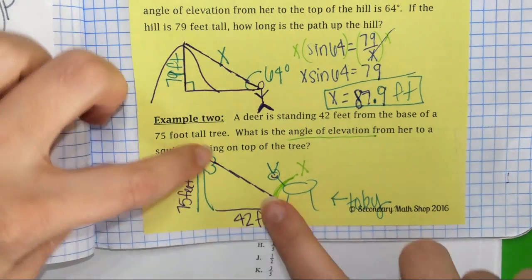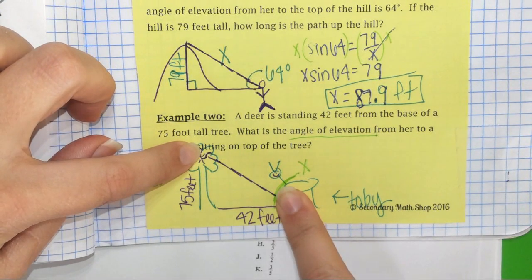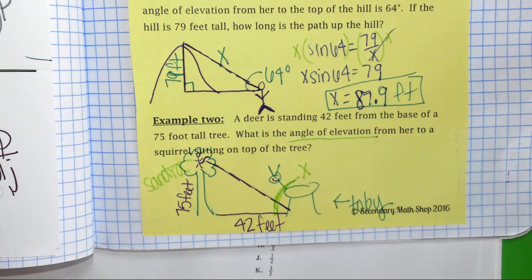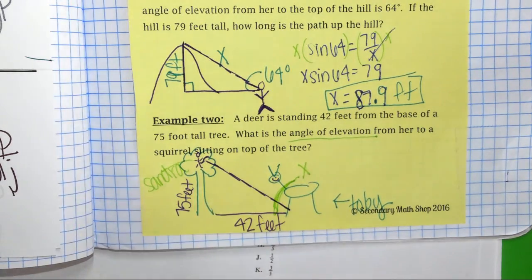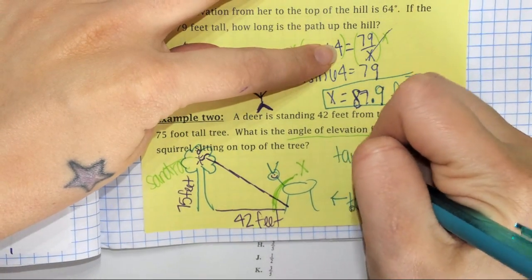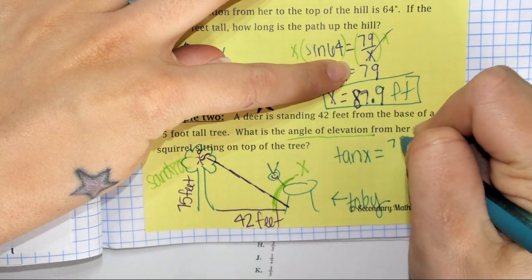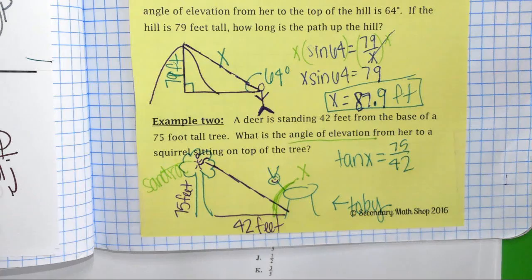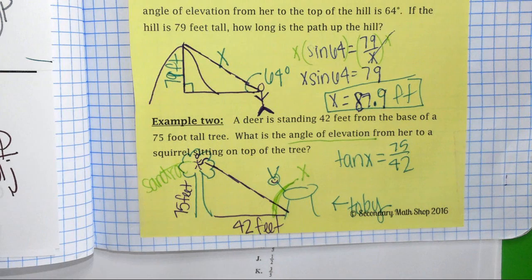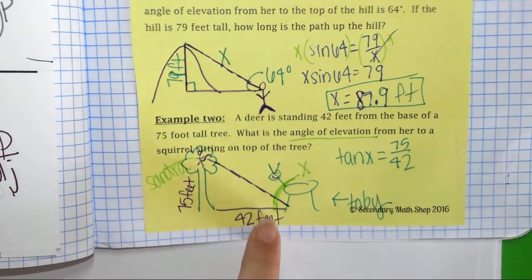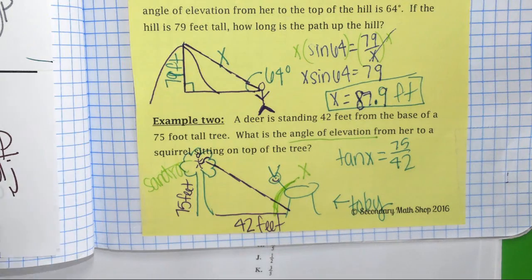But if I wanted to know how far away they were here, what could I use? Pythagorean. Yes. Tangent. So can you tell me how I would set up my problem? Tangent of x equals 75 divided by 42. Yes. The reason is because tangent is opposite divided by adjacent, correct? And we don't use our hypotenuse.